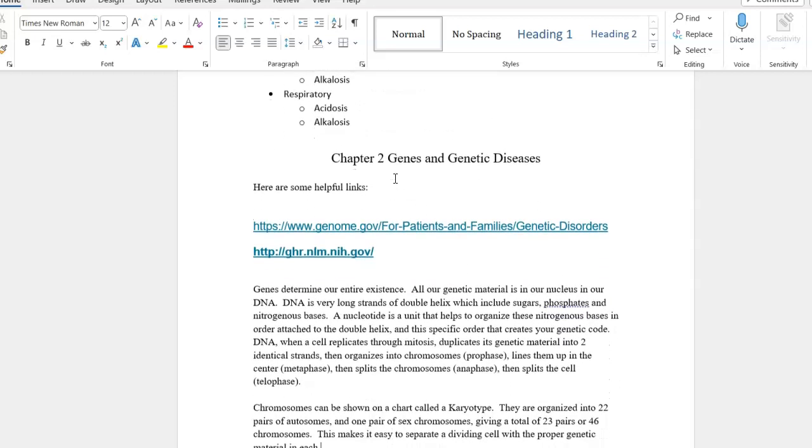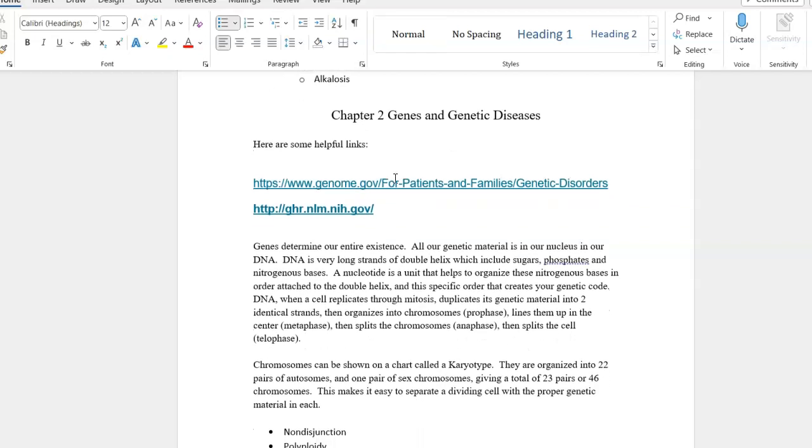Now, moving on to chapter 2, genes and genetic diseases. Here are some helpful links. You might want to review those. You can also use them in correlation with the lists I've given you below.